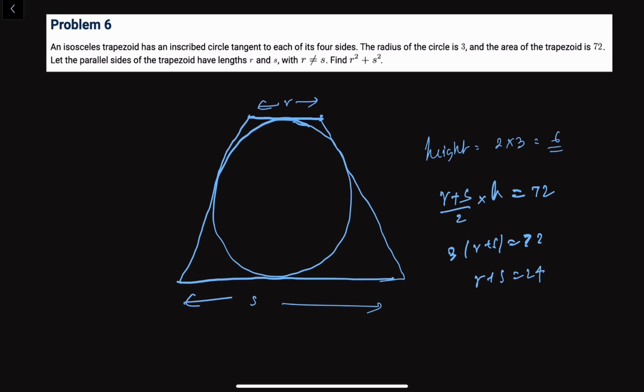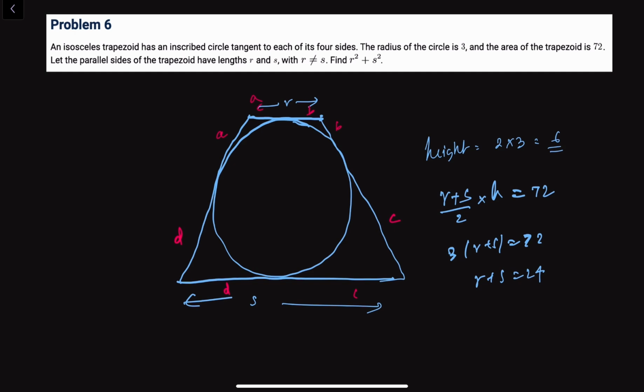Now if r plus s is 24, the other thing that we can observe here is, suppose this is a, this will also be a. If this is b, this will also be b. If this is c, this will also be c. And if this is d, that will also be d, because we have a circle and tangents from outside points. The tangents from a point outside a circle have equal length. So the length of tangents will be the same from any point outside the circle.